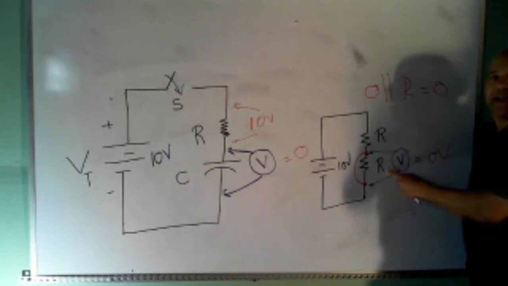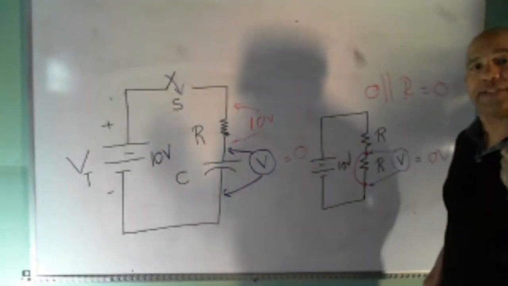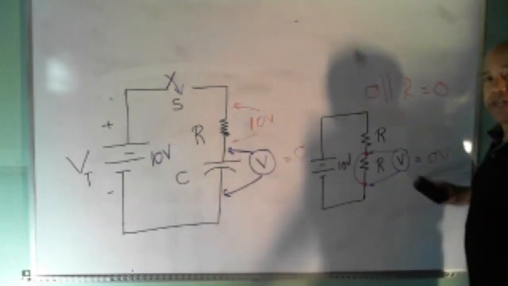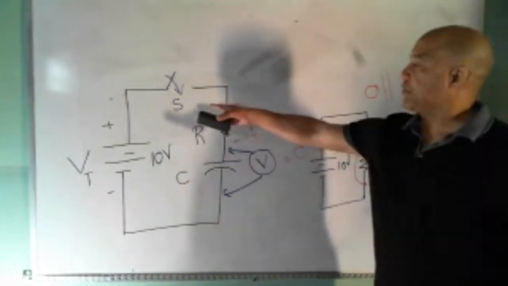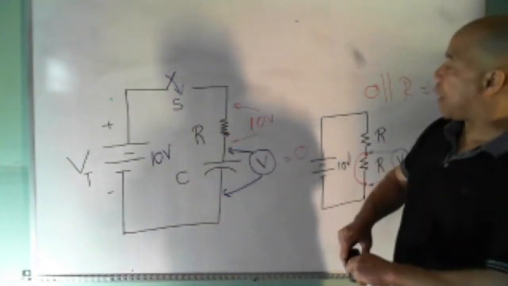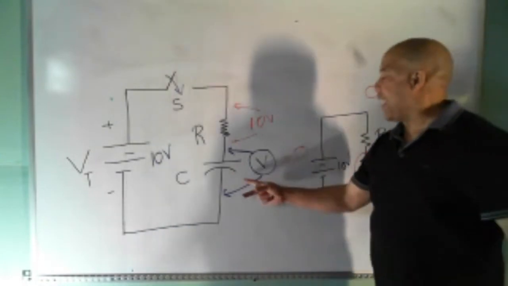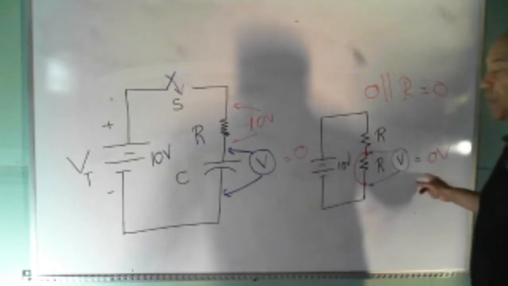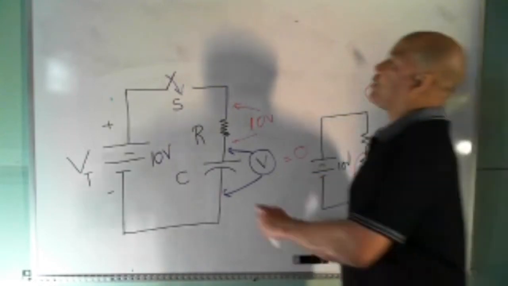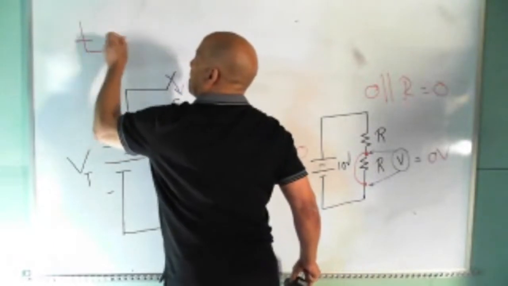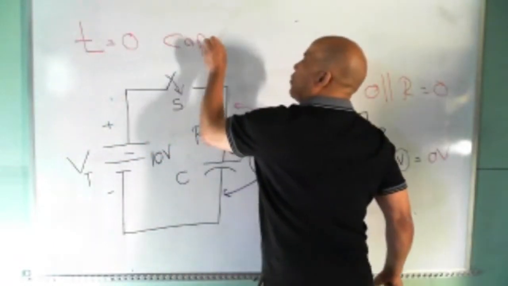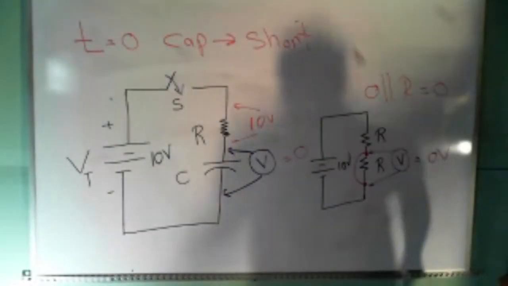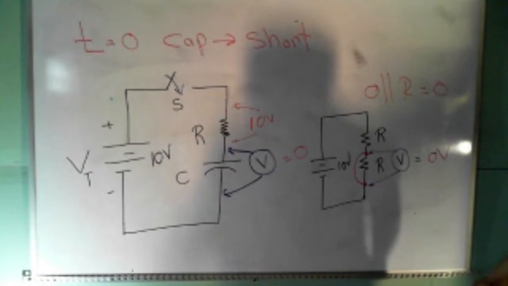This is the key idea: the voltage across a short circuit is 0 volts. The voltage across a short circuit is 0 volts. I just showed you that here. So if I'm telling you at T equals 0 the capacitor has a voltage of 0, that means a voltage of 0 across the capacitor, a voltage of 0 across a short circuit. At T equals 0, a capacitor is equivalent to a short circuit.